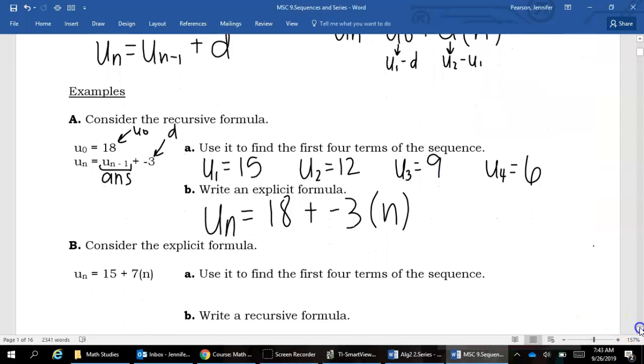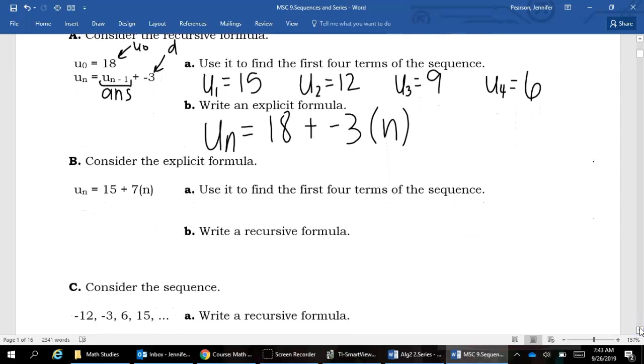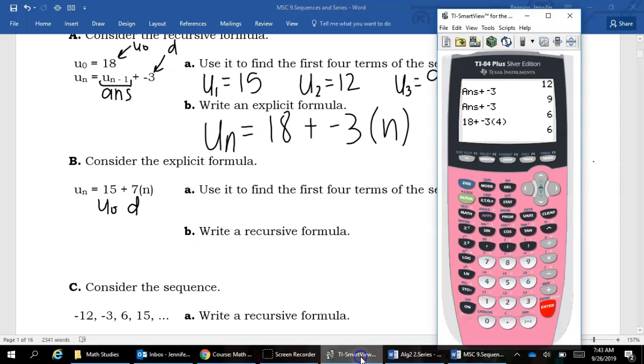Example B, consider the explicit formula u sub n equals 15 plus 7n. Use it to find the first 4 terms of the sequence. So I know that this is my 0 number, and this is what it is changing by. So I'm like 15 plus 7, plus 7, plus 7, plus 7. Now I can do this explicitly, and that's 15 plus 7 times 1, and get my first answer. And then 15 plus 7 times 2, and get my second answer. And then 15 plus 7 times 3, and so on. Except I messed that one up, but you get the idea.